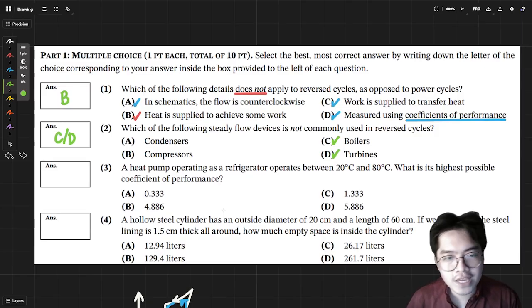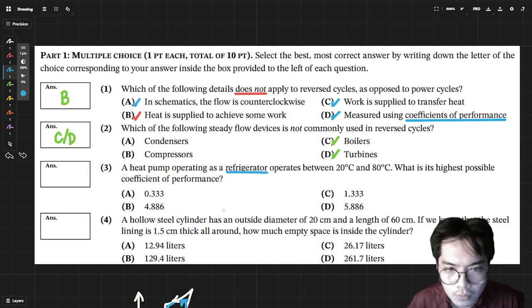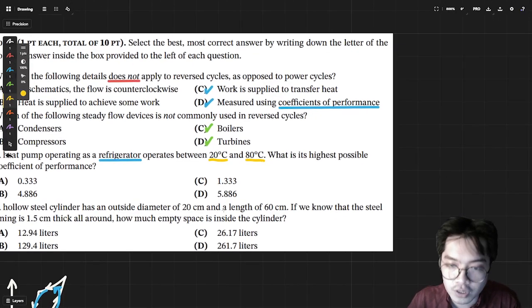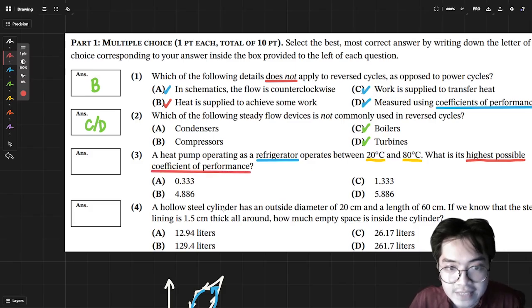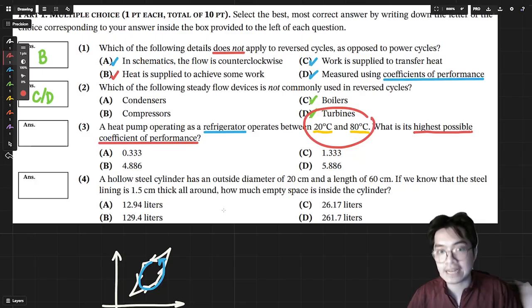Number three. A heat pump operating as a refrigerator, that's a very good word, refrigerator, operates between 20 degrees Celsius and 80 degrees Celsius, right? Those are very interesting numbers. What is its highest possible coefficient of performance? Highest possible COP in this case refers to the COP of the Carnot cycle with temperature limits of 20 and 80, right?